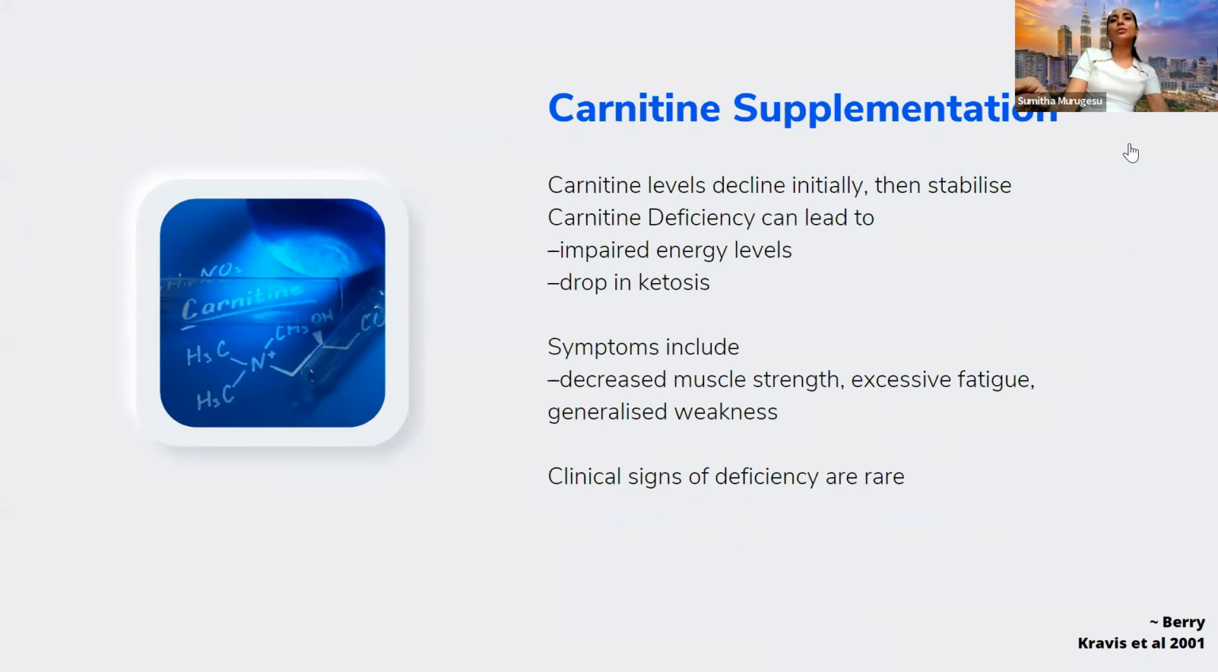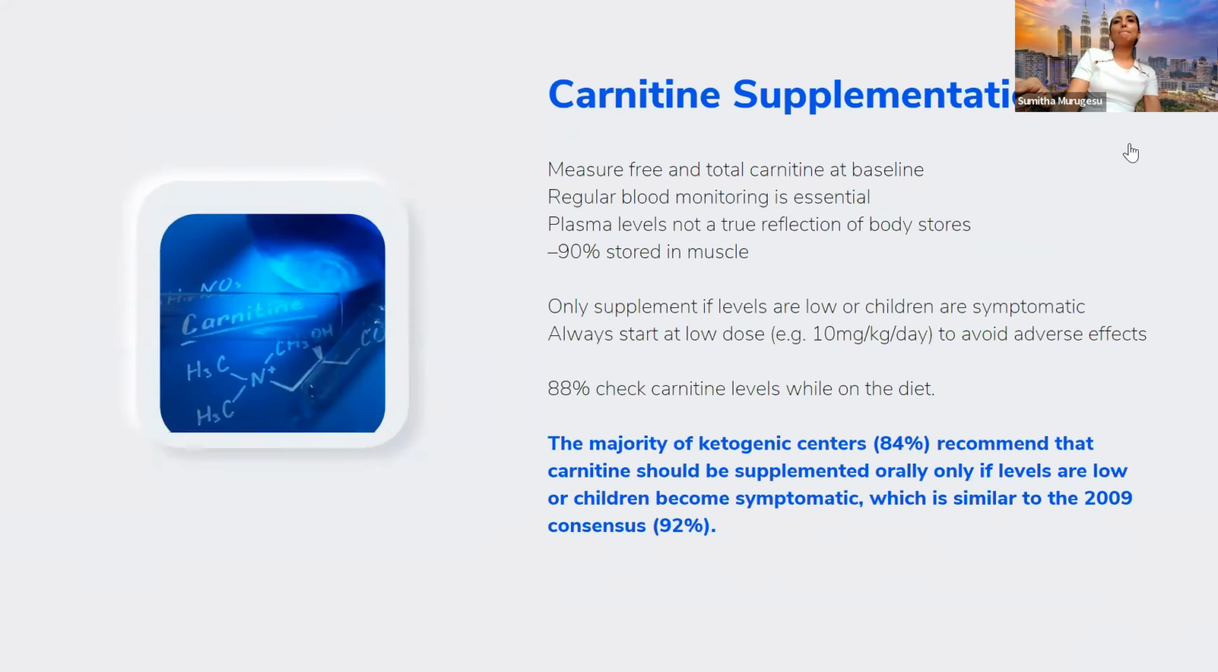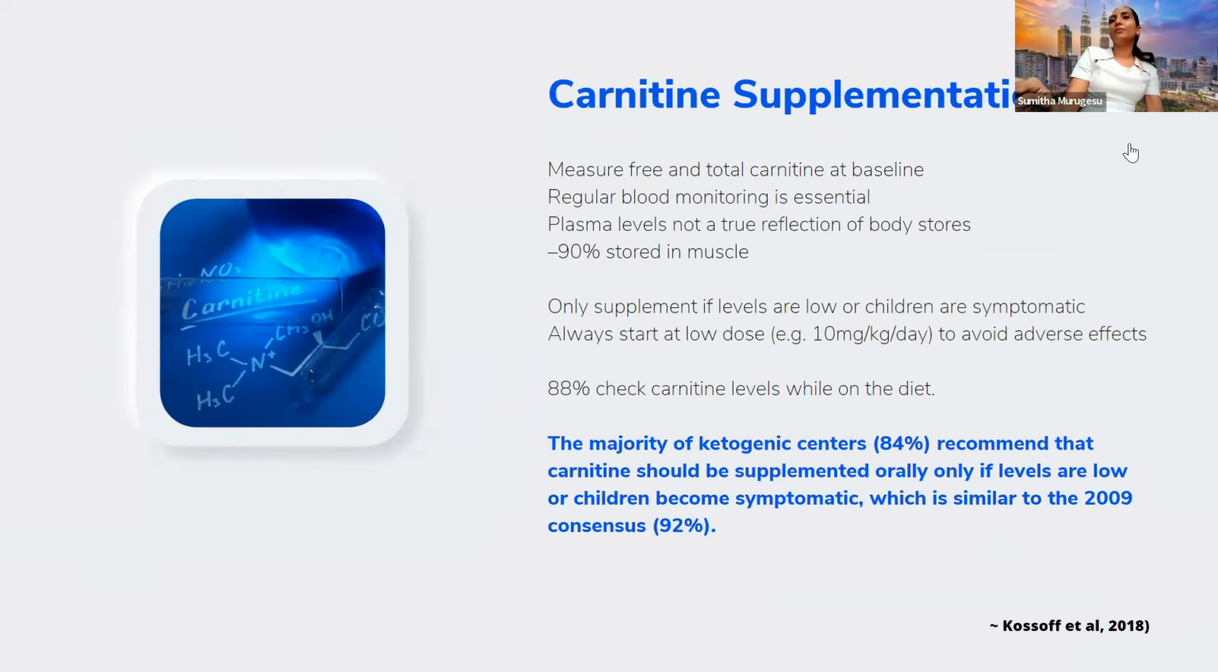If you're on good ratios with good tolerability and you're not getting good ketosis, then you might want to consider looking at the carnitine levels. The symptoms of carnitine deficiency include decreased muscle strength, excessive fatigue, and generalized weakness. However, clinical signs of deficiency are often very rare. So it's recommended to measure both the free and total carnitine levels at baseline and do regular blood monitoring, and only supplement if the levels are low or the children are symptomatic, and always start at a low dose of 10 milligrams per kilo per day to avoid adverse effects.